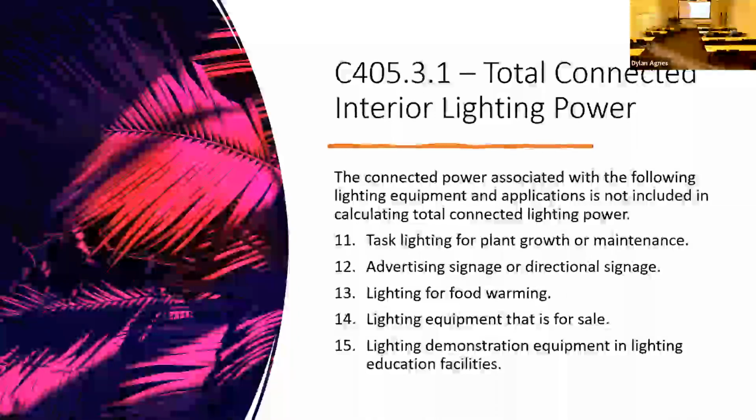And then pass lighting for plant growth or maintenance, advertising signage, directional signage. So there's quite a bit of exemptions throughout here. Lighting for food warming, lighting equipment that is for sale, lighting demonstration equipment in lighting education facilities. So I could probably make an argument that at least half of the lights we have up in the lab are for educational purposes in addition to general lighting.